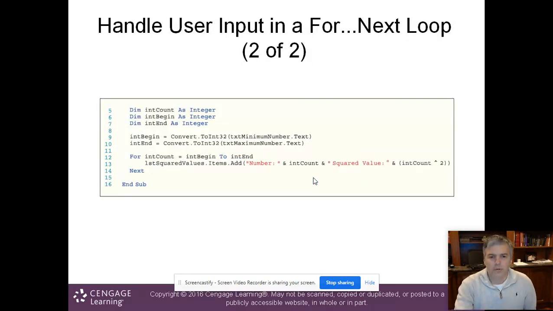It's an example of handling user input. In this example, they're getting their begin and end values from a text box, and then squaring each of those values. So we start with a min number and a max number, and then we're squaring all the values from that min to that max. I'll show you an example of that, putting them in the list box and squaring them, multiplying it by 2, or exponenting it by 2.